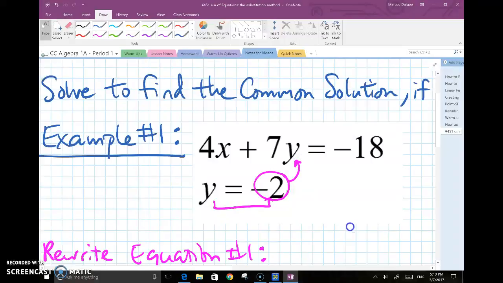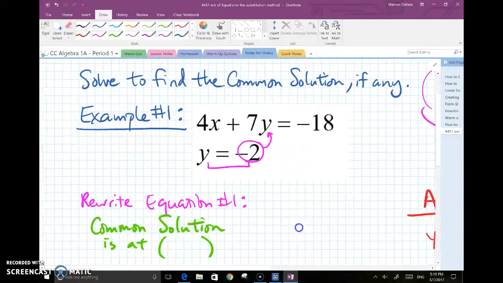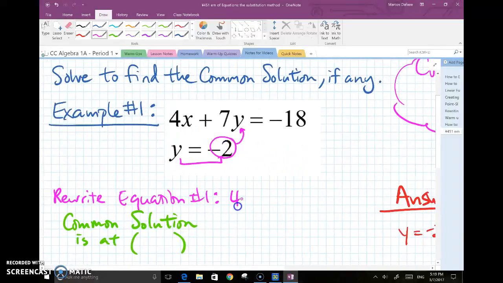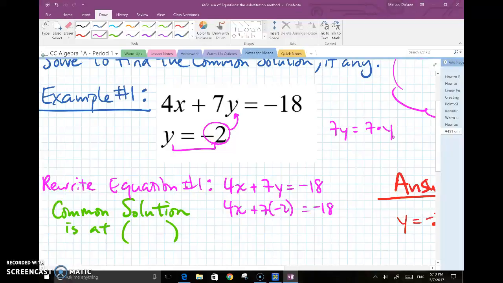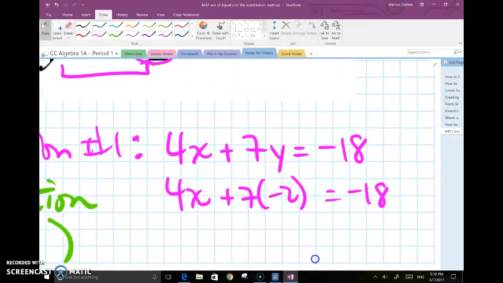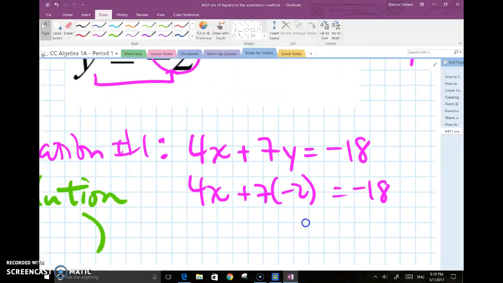Okay? When you do that, you need to rewrite it. Rewriting it makes it look like this. So 4x plus 7y equals -18 is what you started with. But now what you get is, instead of 7y, you get 4x plus 7 times -2 equals -18. Remember that 7y is really like saying 7 multiplied by the value of y. Okay, so because my y value is -2, I need to set up parentheses over here to show that that 7 is being multiplied with the -2.